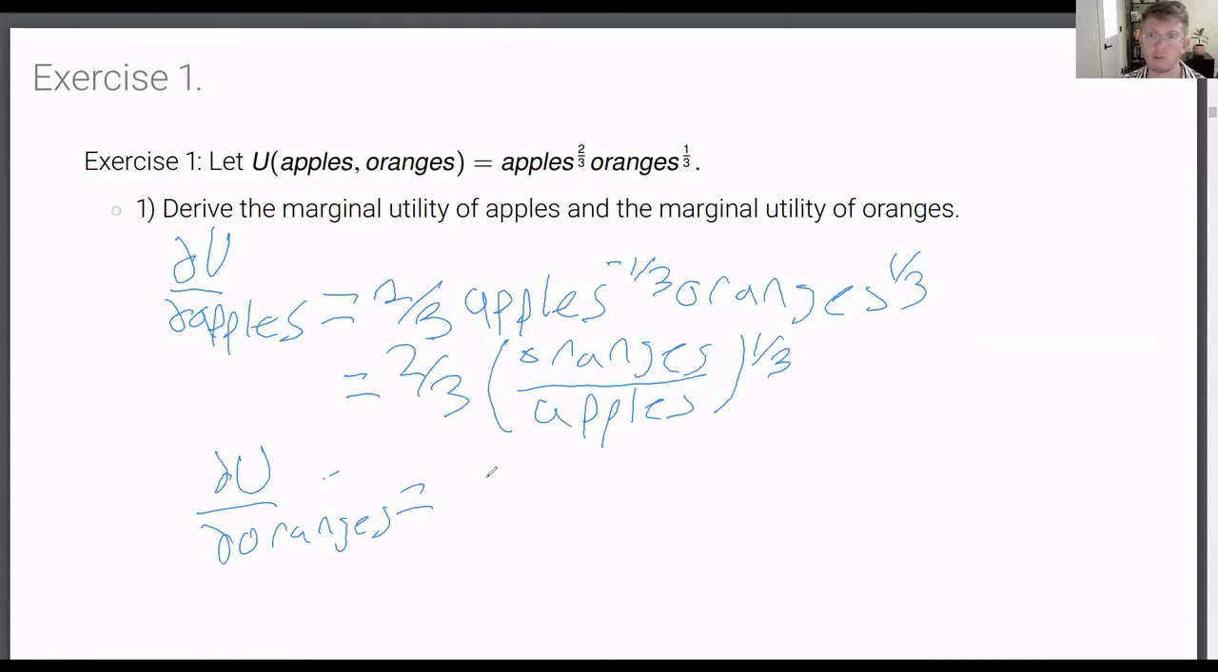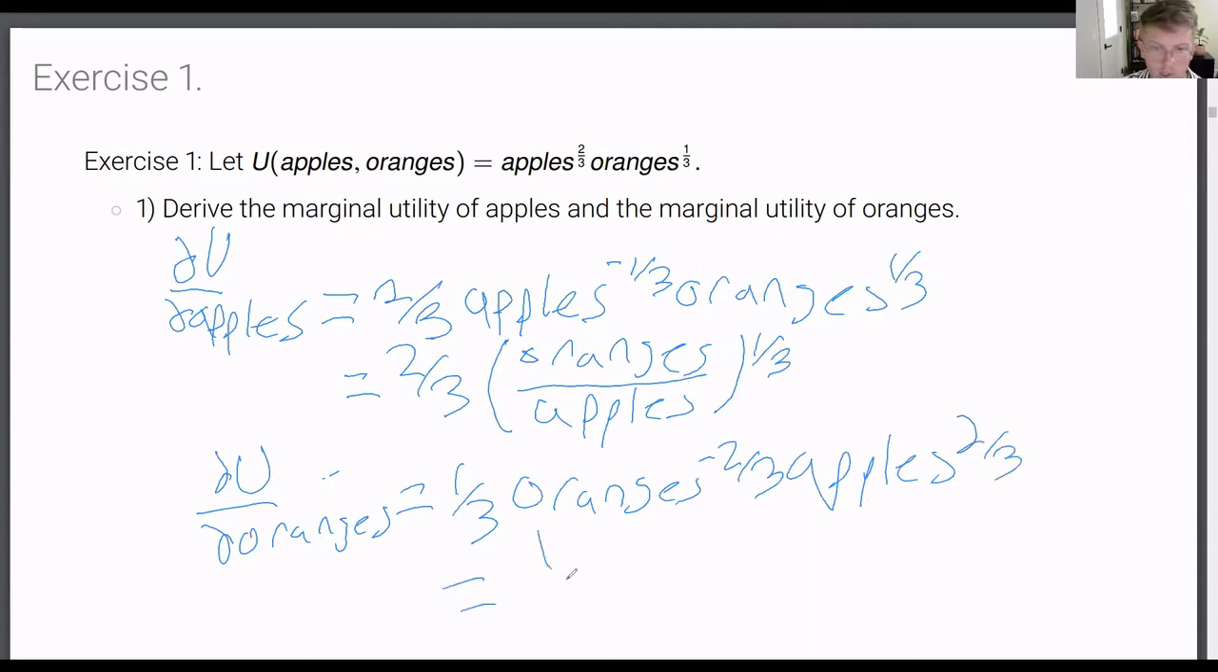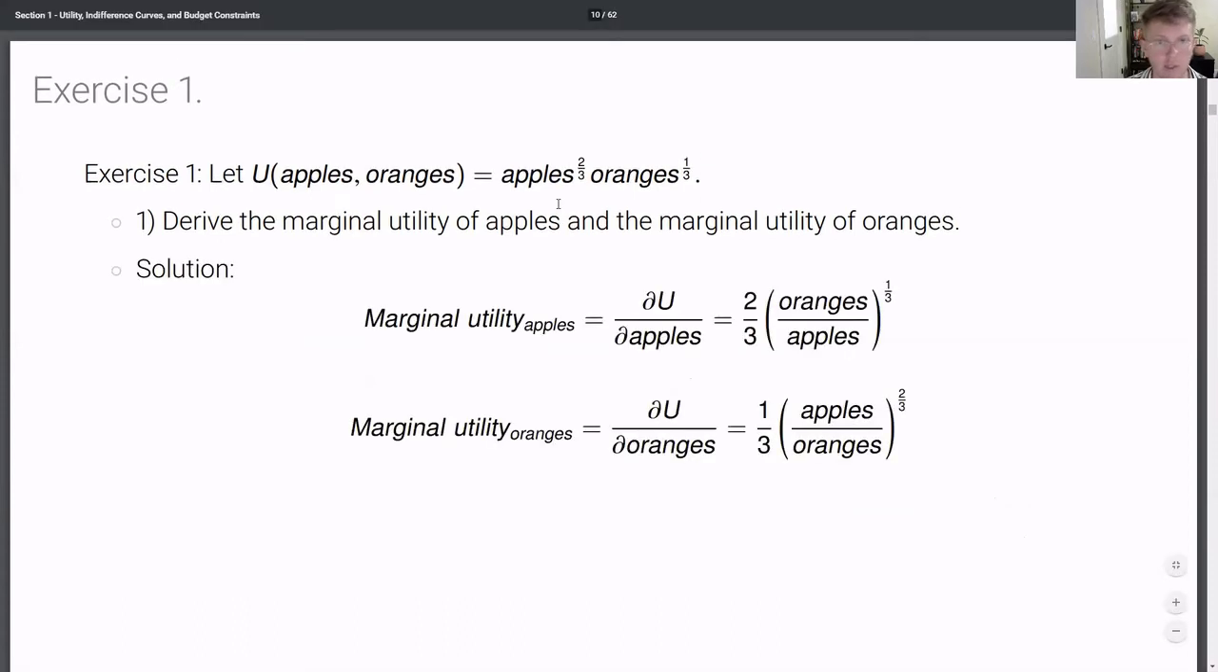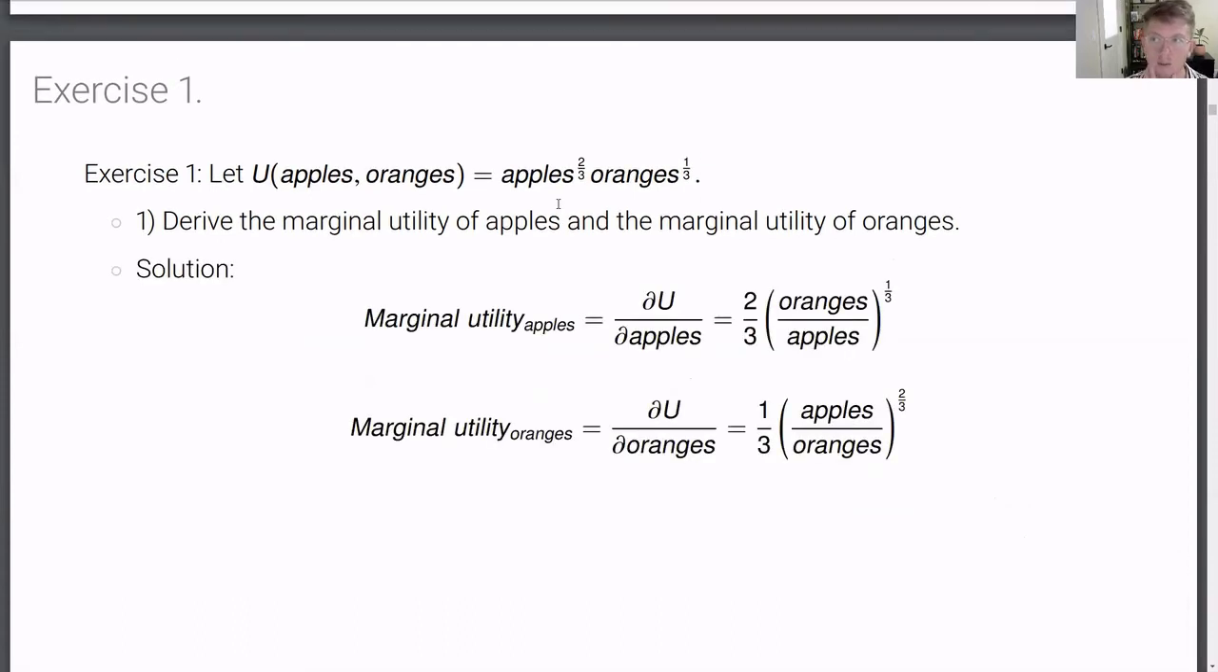So let's compute the marginal utility of oranges, and this time I'm going to go a little quicker. We're just going to take the exponent on oranges and pull that down, so we get 1/3 oranges, and then 1/3 minus 1 is negative 2/3, times apples raised to 2/3. So what does that equal? It's going to give us 1/3 apples over oranges, all raised to 2/3. Okay, so that's how we compute the marginal utility of apples and oranges. Now let's go through and double check that that's right. This is the solution here.